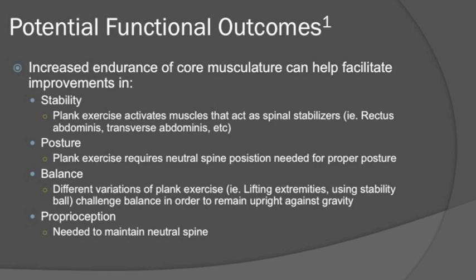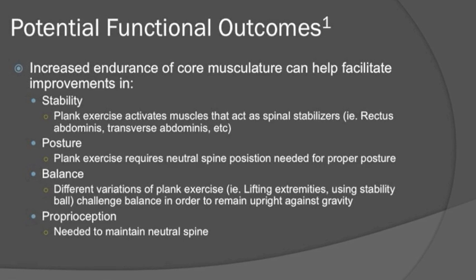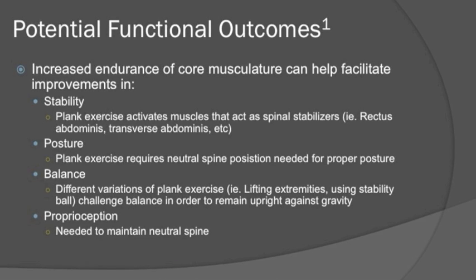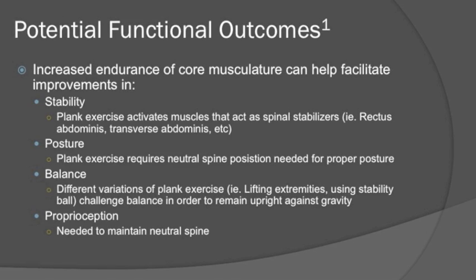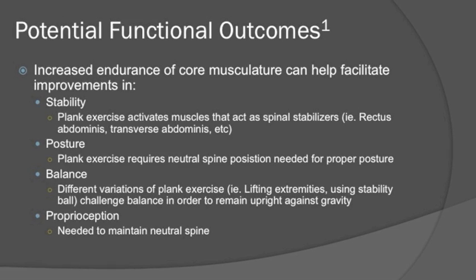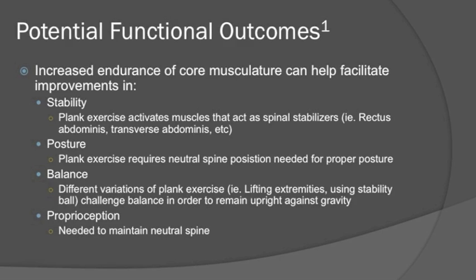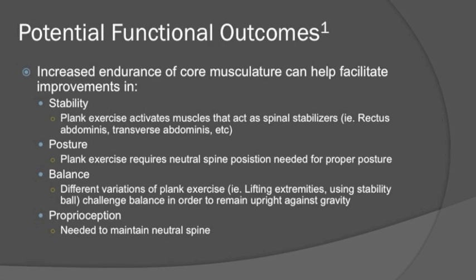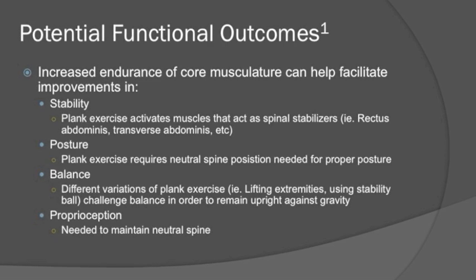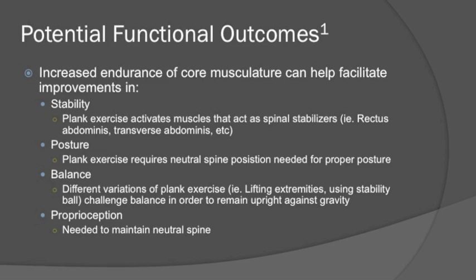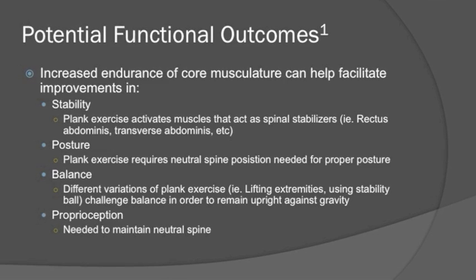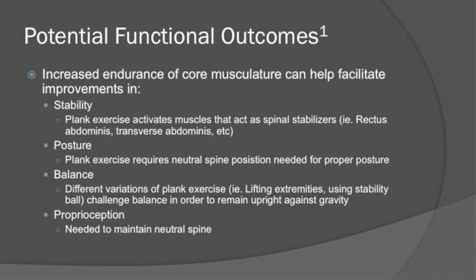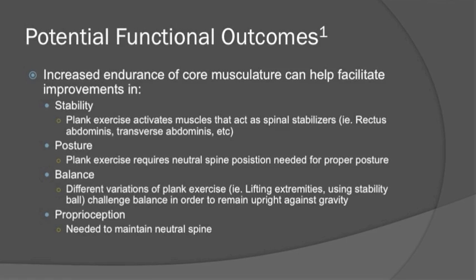Increased endurance of core musculature can help facilitate improvements in stability, posture, balance, and proprioception. Plank exercises help to activate the muscles that act as spinal stabilizers, such as the rectus abdominis and transverse abdominis. They also require a neutral spine position needed for proper posture. They incorporate different variations of plank exercises, such as lifting extremities or using a stability ball to challenge balance in order to remain upright against gravity. And finally, to have improved proprioception, it is necessary to maintain neutral spine, which is highly emphasized throughout the plank exercises.